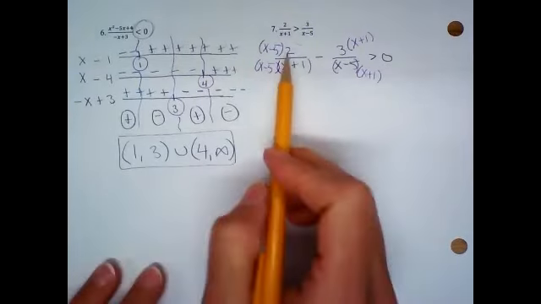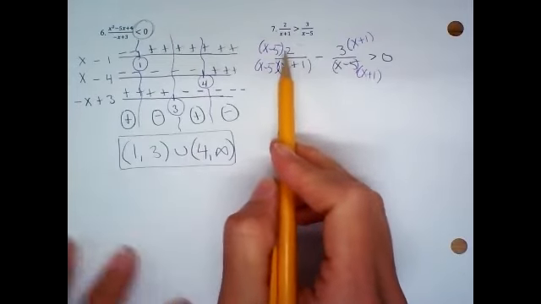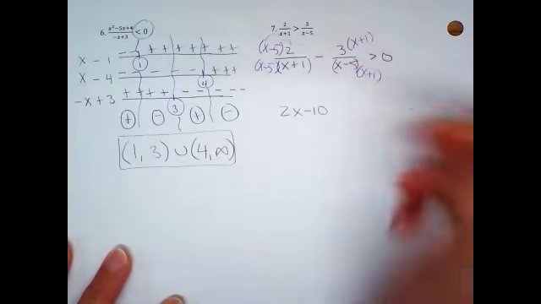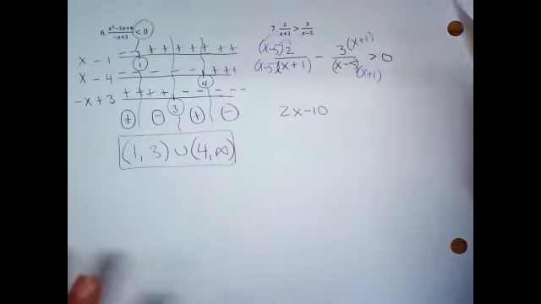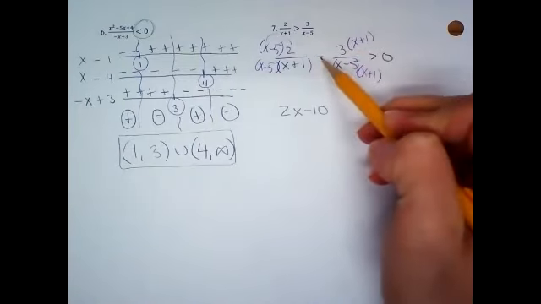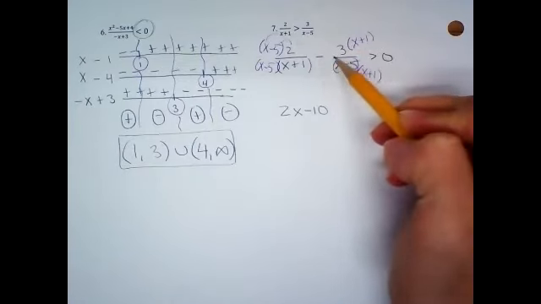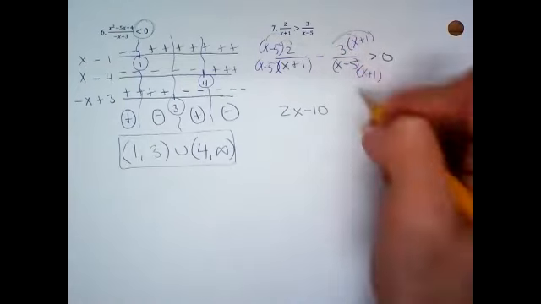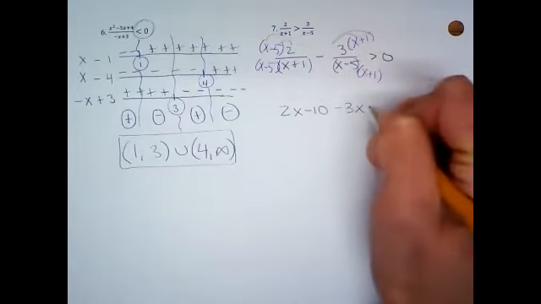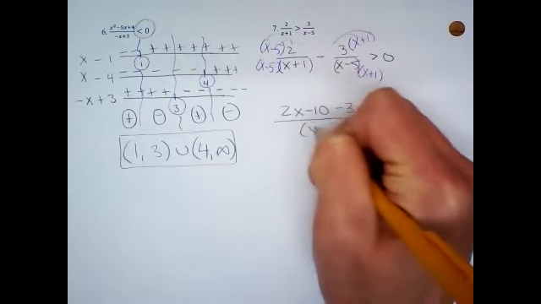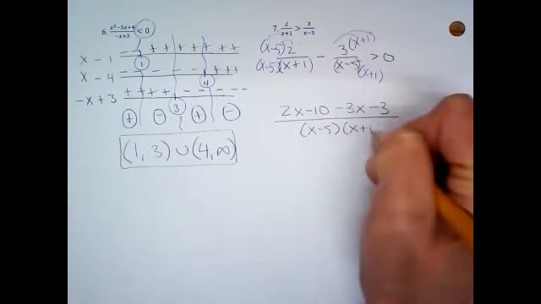So for this one, you need to distribute the 2. What's that going to give us? 2x minus 10. See, that's not hard. You just have to do it. This one, you're not distributing a 3. You are distributing a -3 through there. So if you distribute a -3, you would get -3x - 3, and that is all over the common denominator.